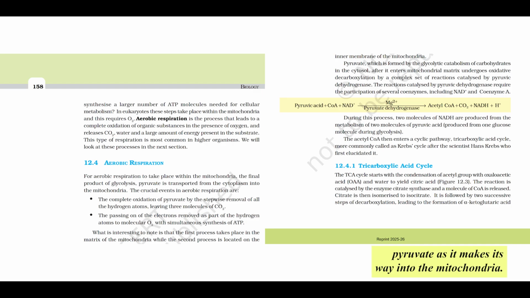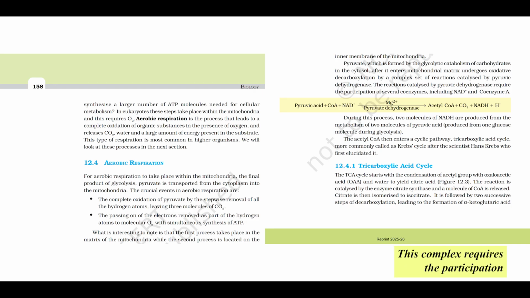Let's first follow pyruvate as it makes its way into the mitochondria. Pyruvate, as you recall, is a 3-carbon compound formed from the glycolytic breakdown of carbohydrates in the cytosol. Once it crosses the outer and inner mitochondrial membranes and enters the mitochondrial matrix, it undergoes a pivotal transformation called oxidative decarboxylation. Think of this as a crucial linking reaction that connects glycolysis to the main power-generating cycles. This is a complex set of reactions catalyzed by a large multi-enzyme complex known as pyruvic dehydrogenase.